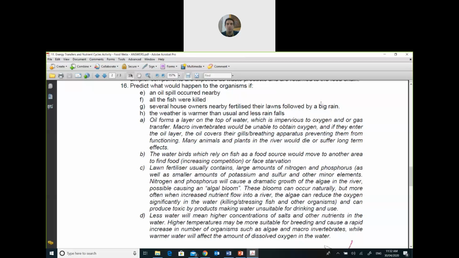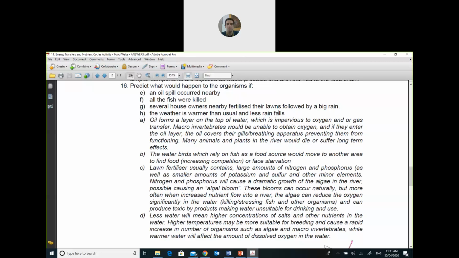They can occur naturally, but generally when there's increased nutrient flow, this occurs, and it can reduce the amount of oxygen in the water. Because again, similar to the oil, it blocks off a lot of the oxygen that's available to the water and uses up a lot of the oxygen within the water. And so this can kill or stress the fish and other organisms and can produce toxic byproducts, which makes the water unsuitable for drinking and use, which can have an effect for us as well.